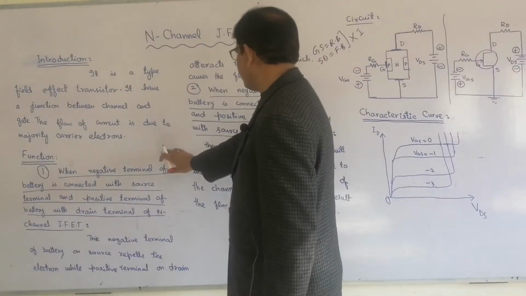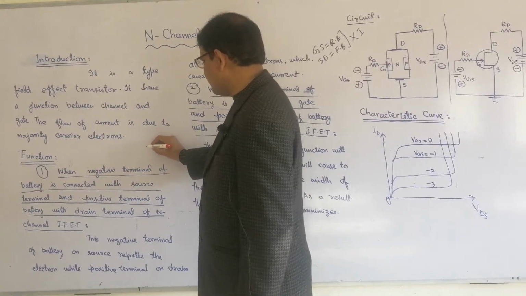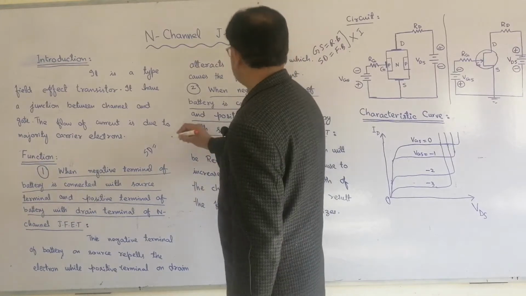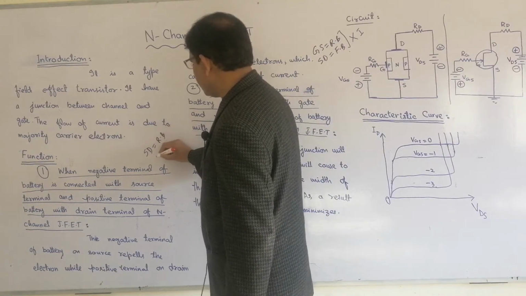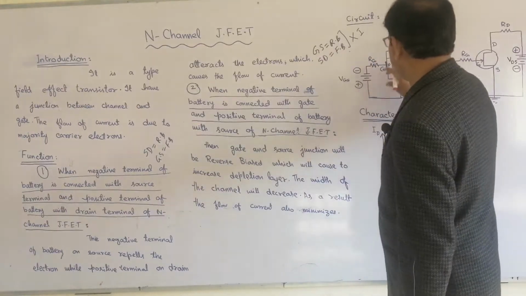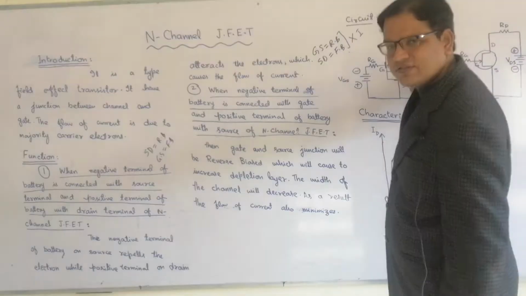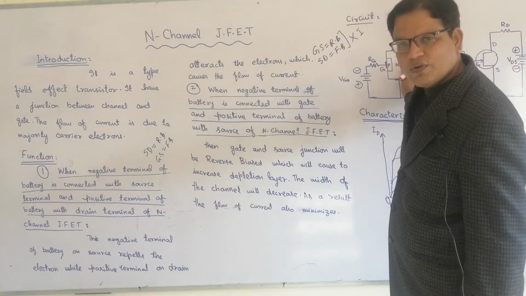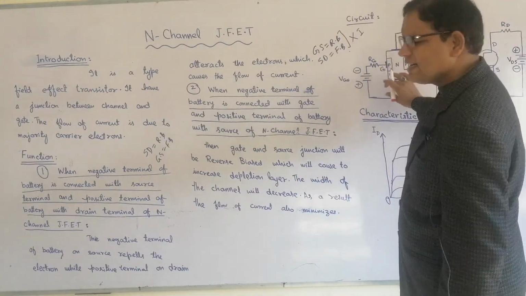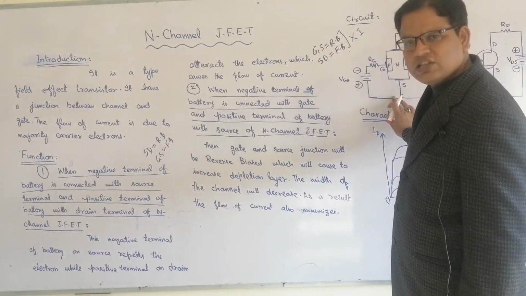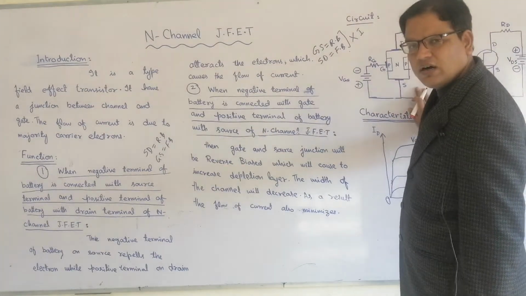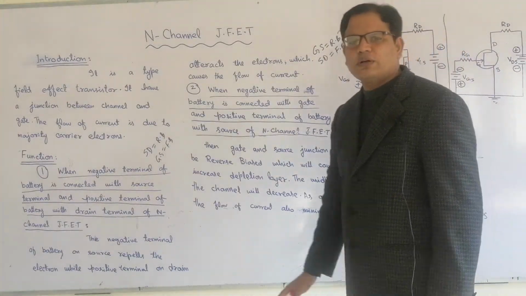And in this condition, what happens? Source and drain are reverse biased, and gate and source are forward biased. This section was forward biased and this section was reverse biased. As a result, electrons flow very easily. When the gate and source terminals are both reverse biased and drain and source are forward biased, no current will flow through it.